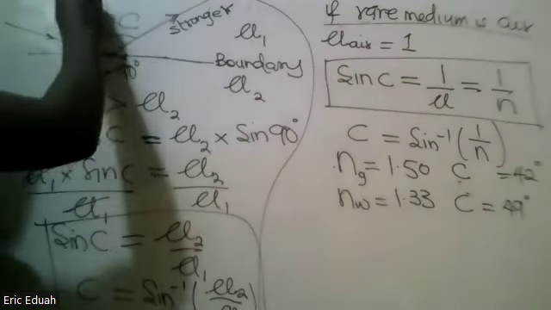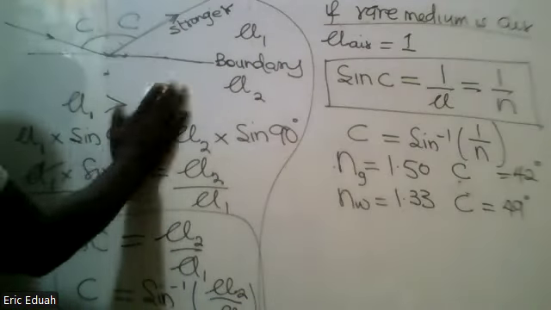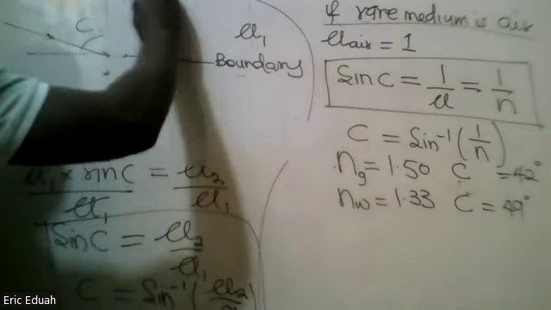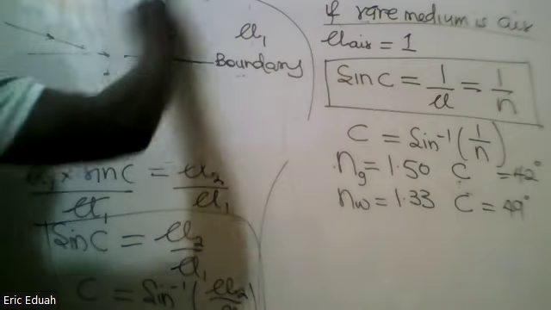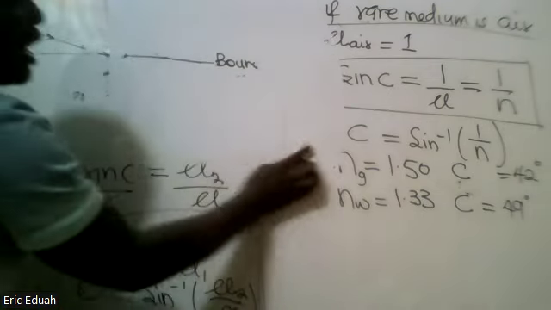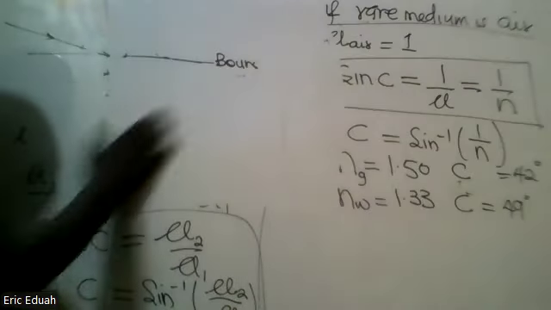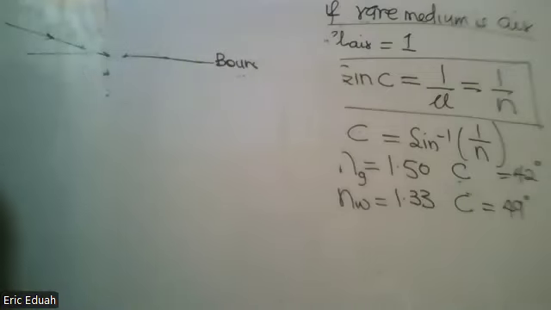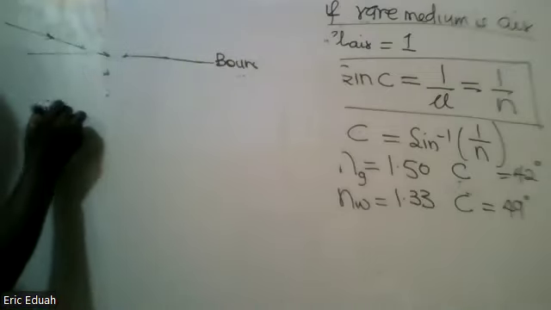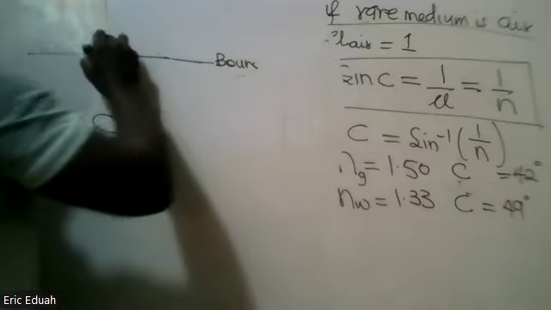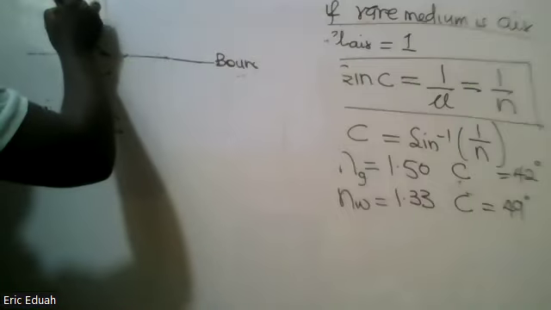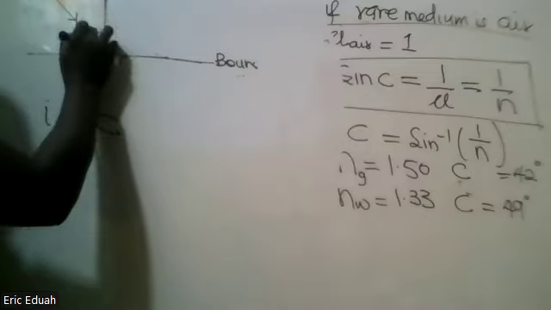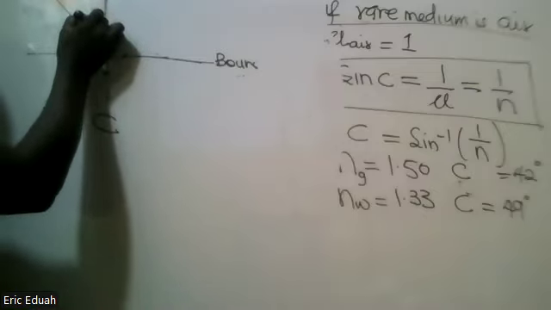All that I said is this. If I is equal to C, that is the requirement for having or obtaining total internal reflection. When I is equal to C, this is what will happen. The angle of incidence in the dense medium is equal to the critical angle.